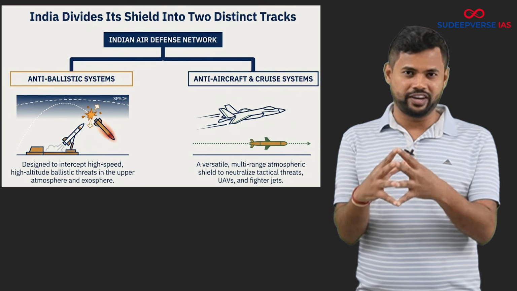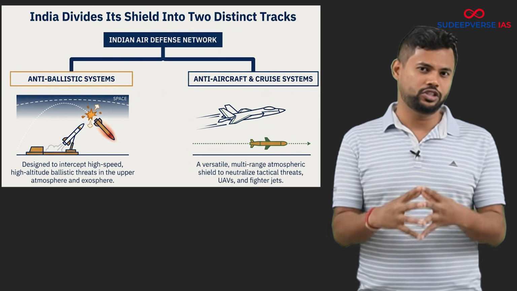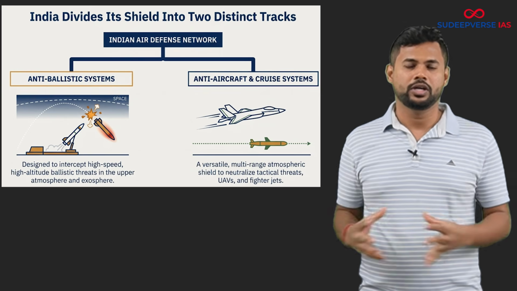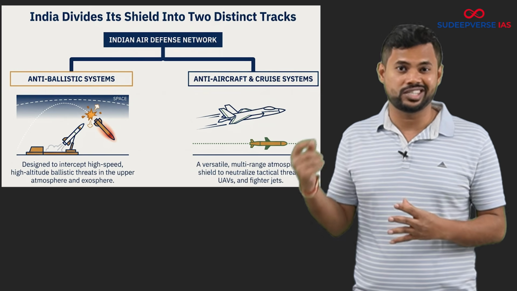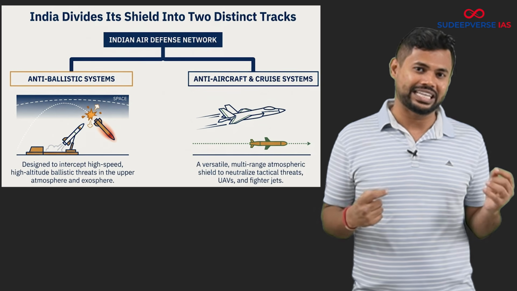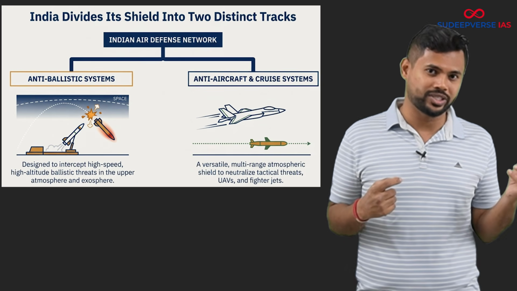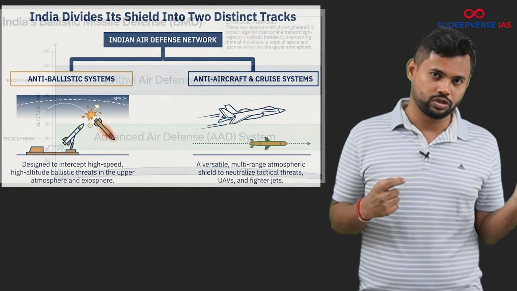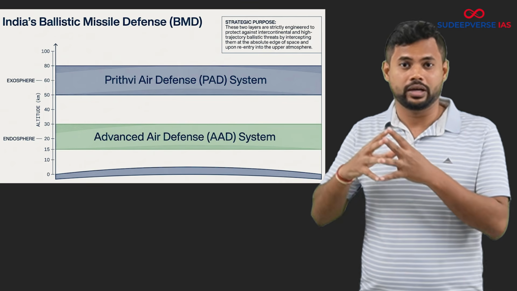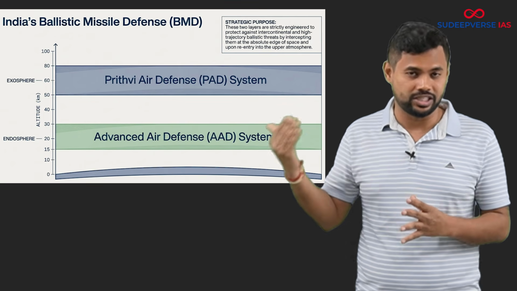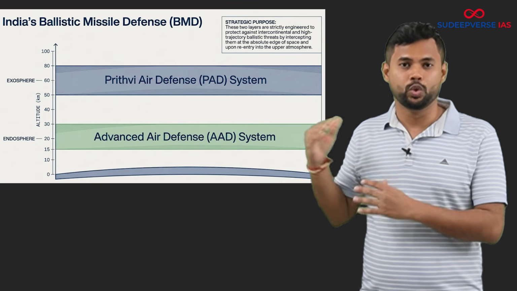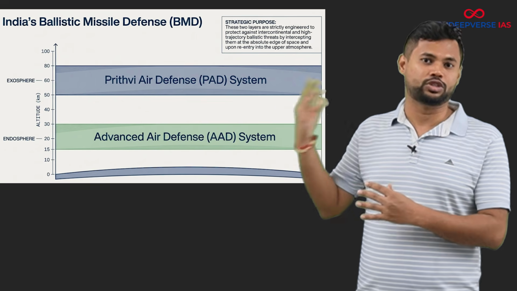First, let us talk about the air defense system of India. If we take the air defense system of India, it can be classified into two types. The first is the air defense system that protects us against ballistic missiles. The second is the air defense system that protects us against cruise missiles, fighter jets or drones. Now let us first understand the air defense system of India that protects us against ballistic missiles. Here you have two tiers or two layers. One is endosphere, another is exosphere.